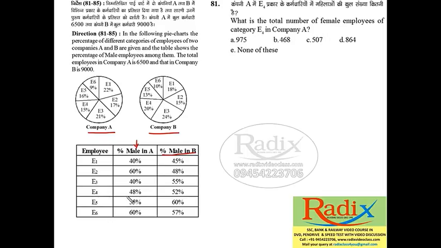Now the first question, 81: what is the total number of female employees of category E4 in company A? E4 company A, 48% male, so it is 48% of E4. E4 is 15%. 15% of what? Total number of employees in A is 6500. Right, 2 0 cancel. See, this is a multiple of 13, so the answer would be a multiple of 13. What we'll do, we'll check which option is a multiple of 13. Okay, we have to calculate female employees, so this would be 52. Right, all other values would be the same.